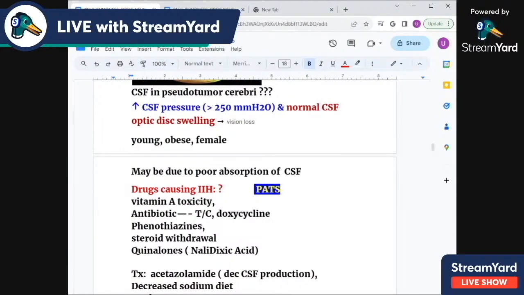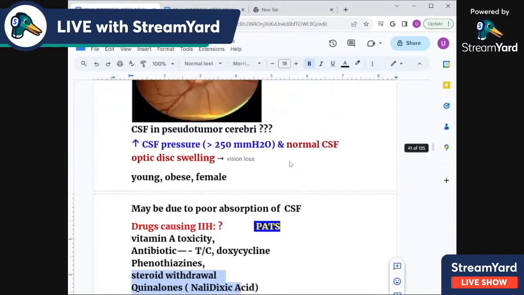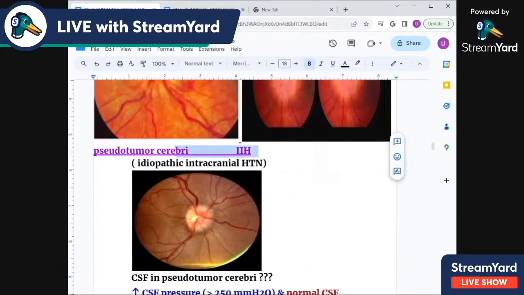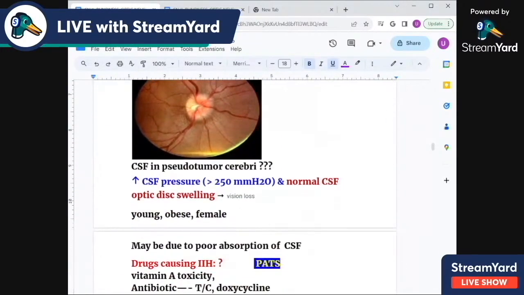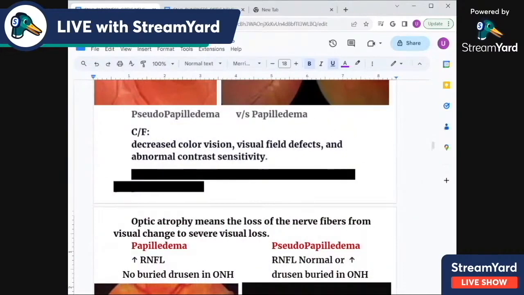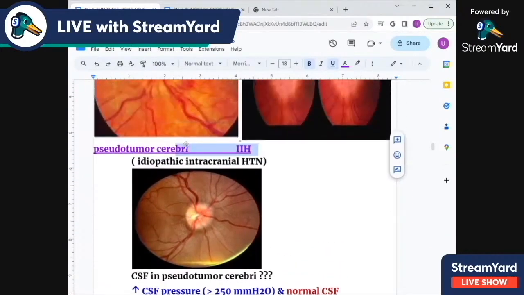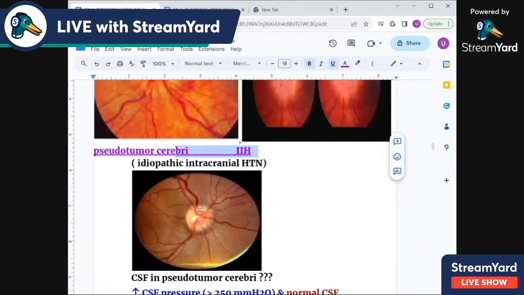This occurs in young, obese females, and it may occur due to poor absorption of CSF. But there are certain drugs that may cause it. Vitamin A toxicity, tetracycline antibiotic, phenothiazines may also cause pseudo tumor cerebri. Steroid withdrawal may also cause it, and quinolones, nalidixic acid. The treatment is acetazolamide, which decreases the CSF production, and reduce weight, reduce salt intake, and for the non-responders, a shunt is to be placed. So we did papilledema and pseudo papilledema, which is bilateral optic swelling without a rise in intracranial pressure. Pseudo tumor cerebri has increased intracranial pressure, but CSF is normal.